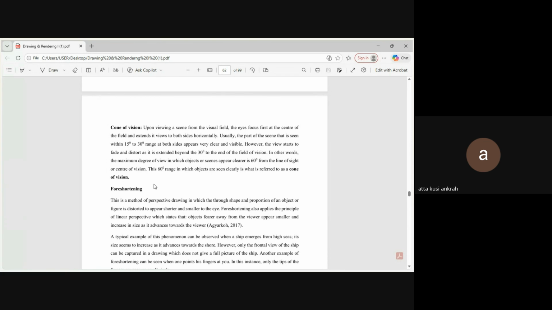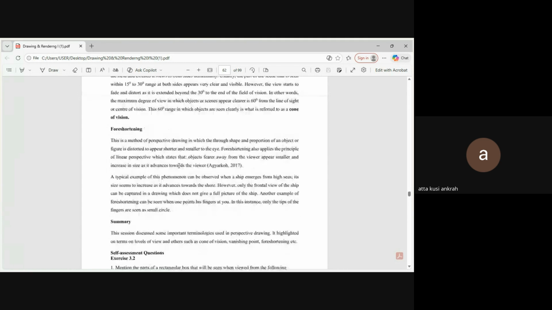Okay, so that is what I want you to take note of. Fine. So that is a cone of vision. Good. Let's look at foreshortening. This is a little technical. But before we read what is there and discuss, let me do this simple illustration.